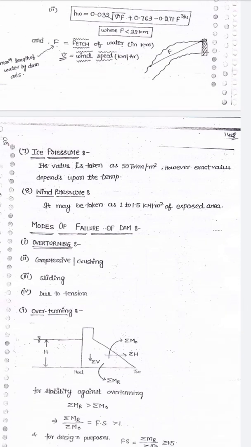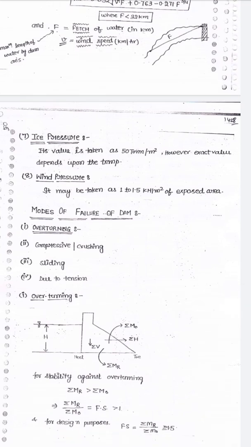And next one is wind pressure. The intensity of the wind pressure may be taken as 1 to 1.5 kilonewton per meter square of exposed area.